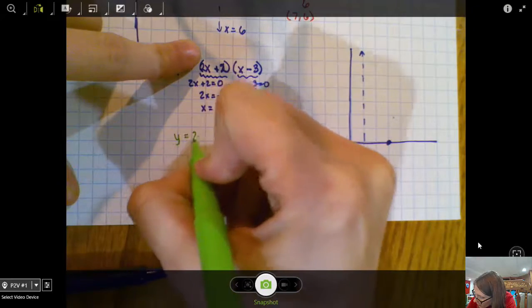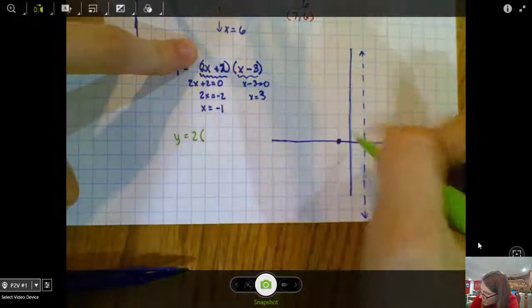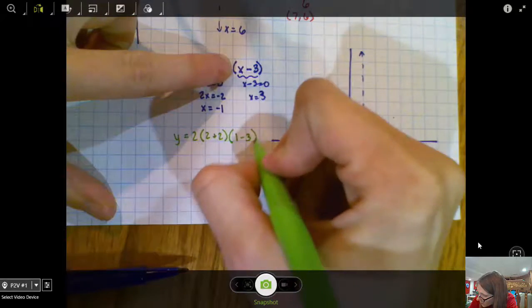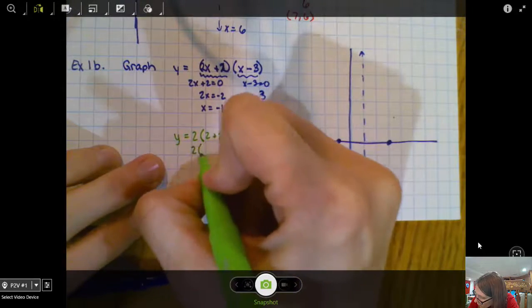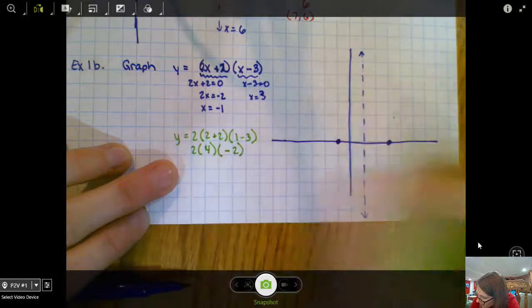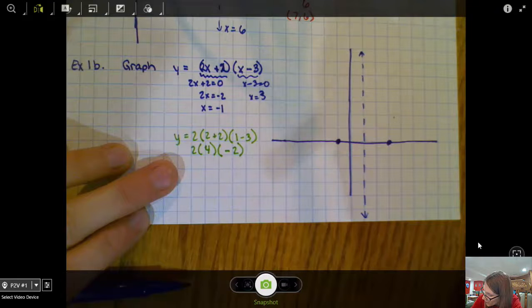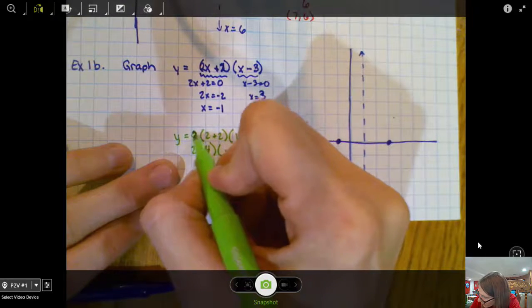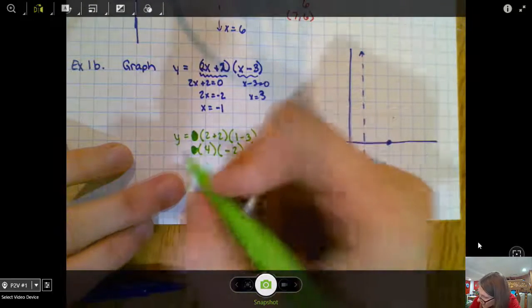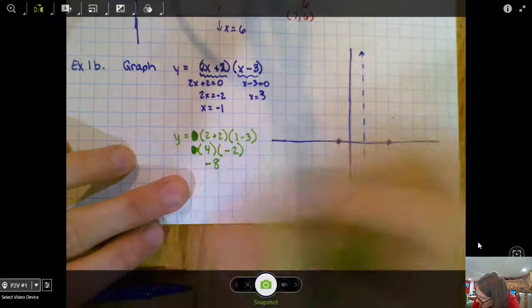So y equals 2 times 1 is 2, plus 2, times 1 minus 3. 2 plus 2 is 4, times negative 2. Oops, I put an extra 2 here that I don't need. There we go. So 4 times negative 2 is negative 8. That's better.